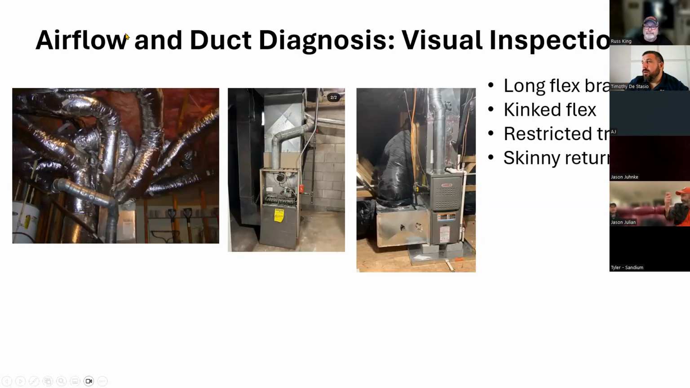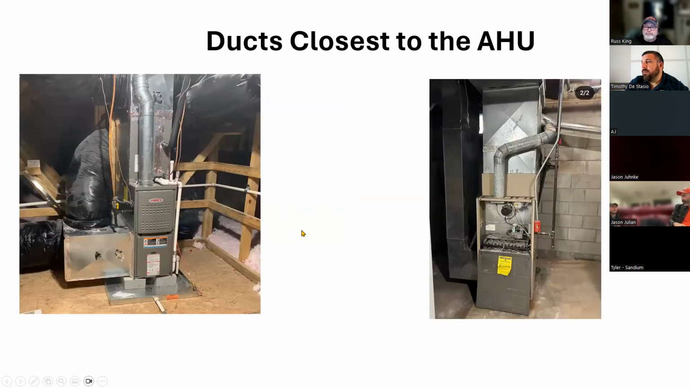Yeah. So airflow and duct diagnosis, do a visual inspection. You guys know what's jank and what's not. You're looking for this flex bomb. You're looking for skinny jeans return drops. You're looking for a lot of bends and flex really close to the unit where it makes a big difference. All right, so pay the most attention to ducts closest to the air handler because they're going to have the biggest pressure drop on them.